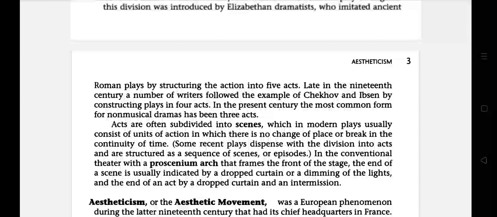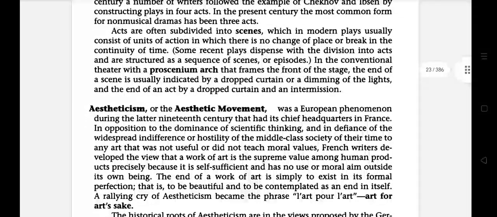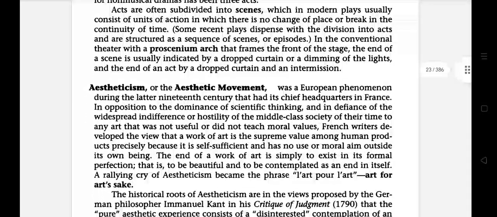Acts are often subdivided into scenes. Remember it. Acts are often subdivided into scenes, which in modern plays usually consist of units of action in which there is no change of place or break in the continuity of time. The next literary term is aesthetic movement.